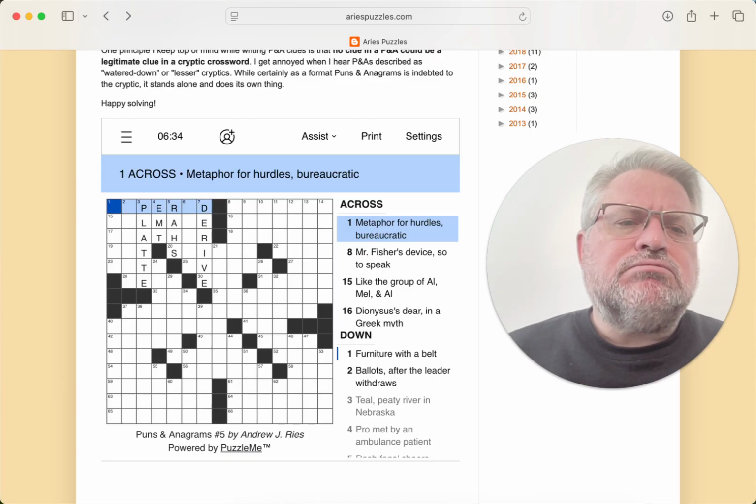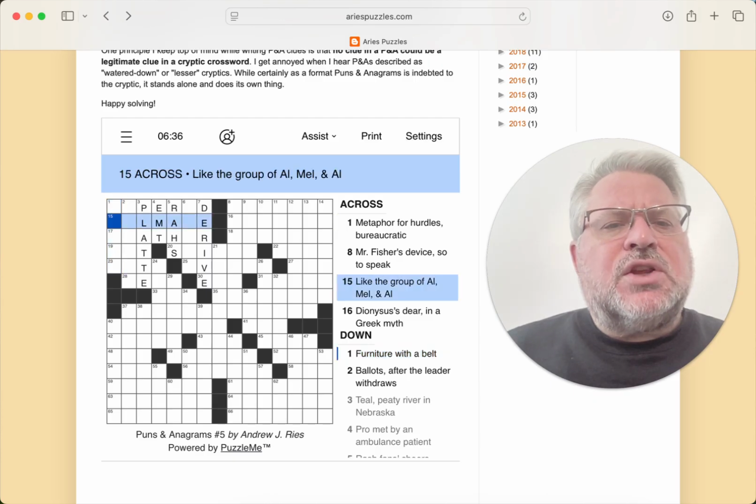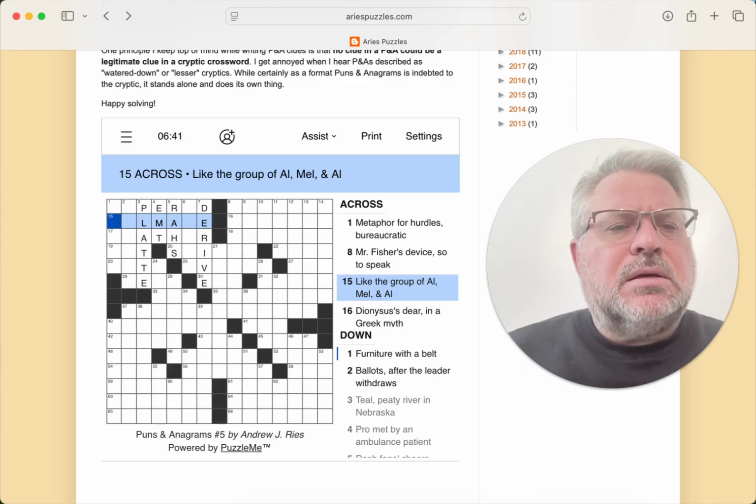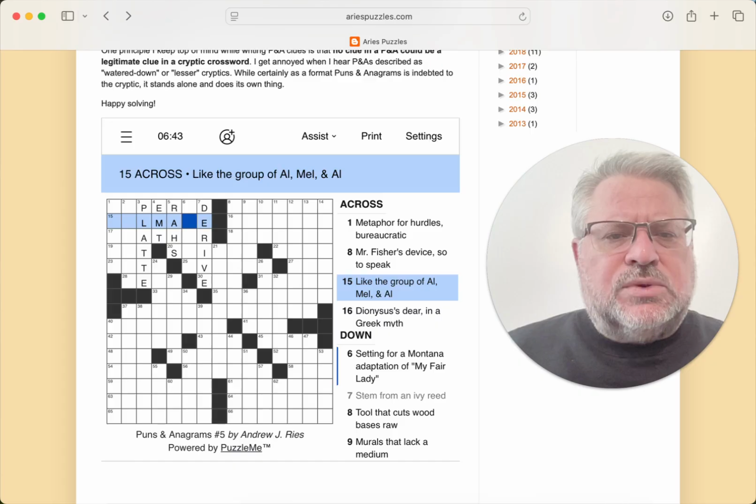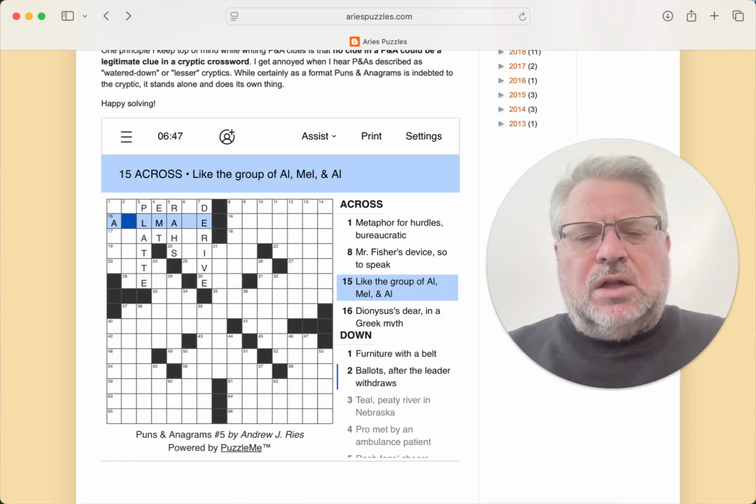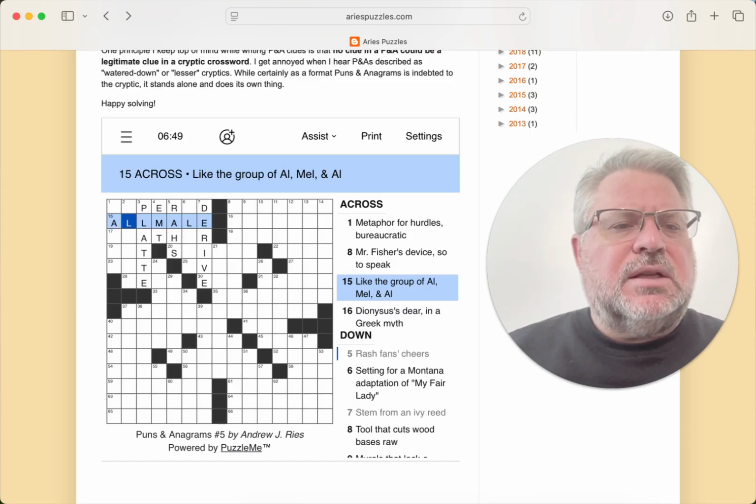Metaphor for hurdles, bureaucratic. Supered? I don't know. Like the group of Al, Mel, and Al. So we take those letters, A-L-M-E-L, A-L. I think they would make all male, and all of those are male names.